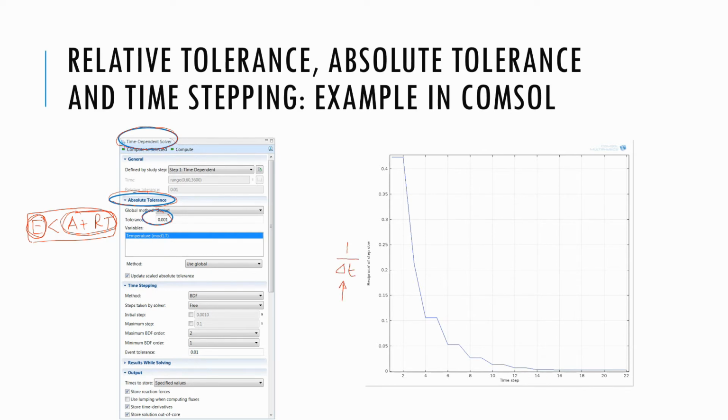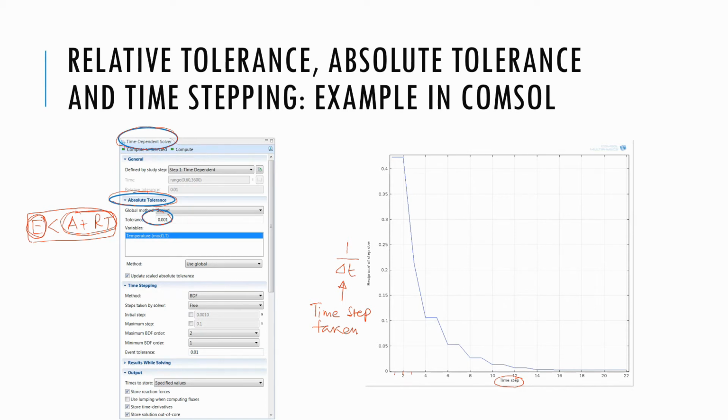Delta t is the time step taken, so 1 over delta t. So initially, the x-axis is the time step. There's a discrete time step. So this is the first time step, then the second time step and third time step, and so on. Each one increases by the delta t at that time.